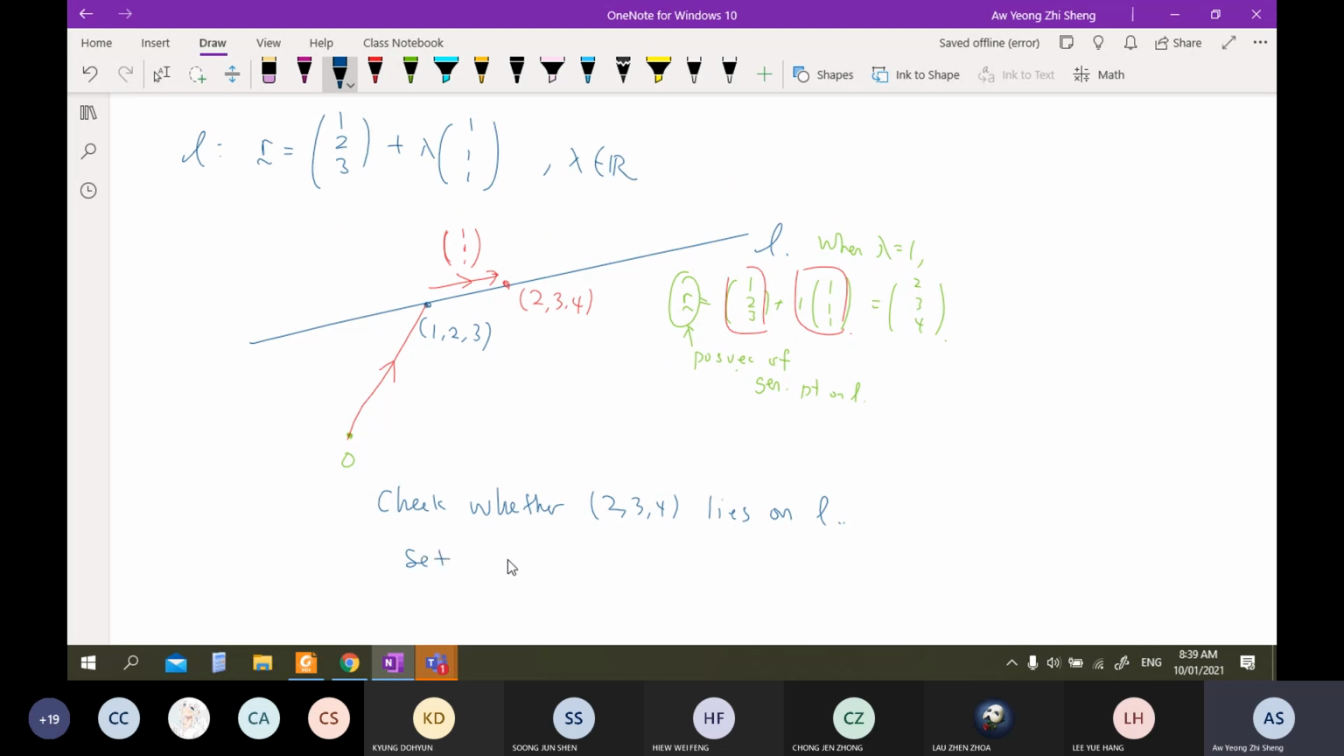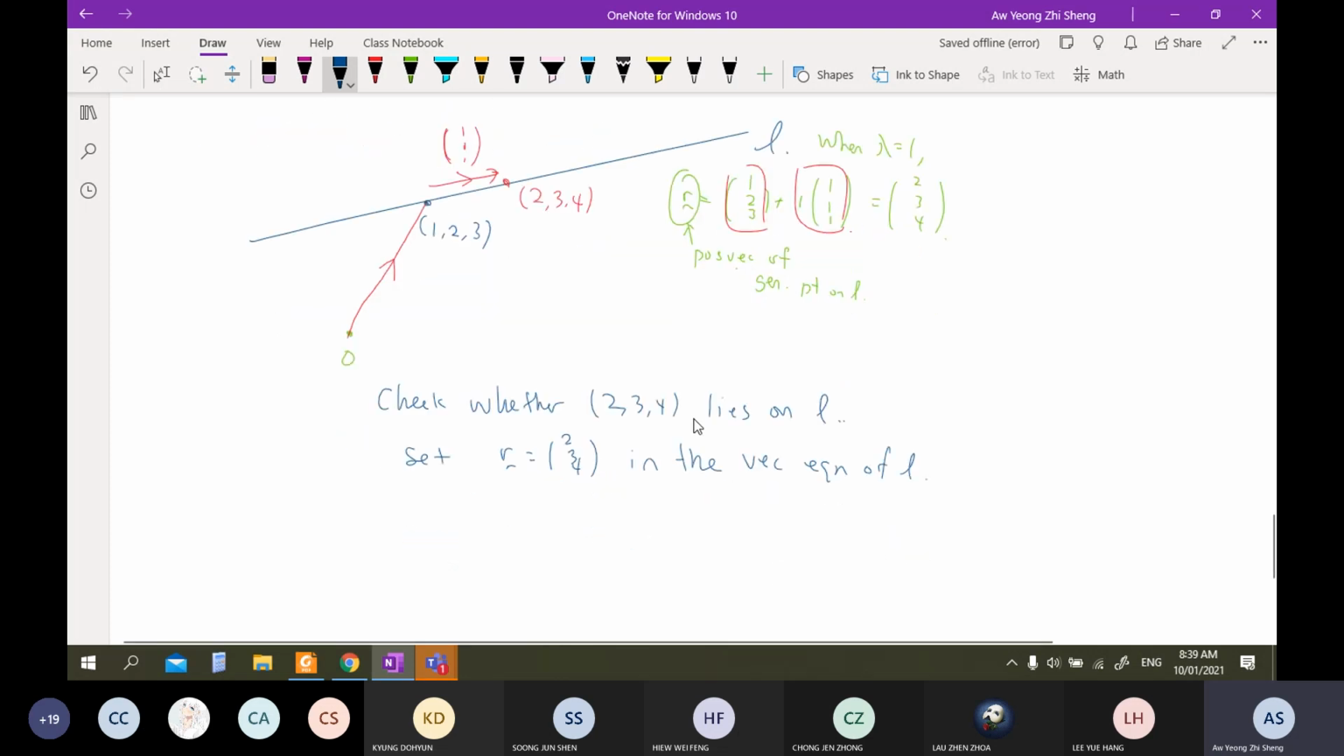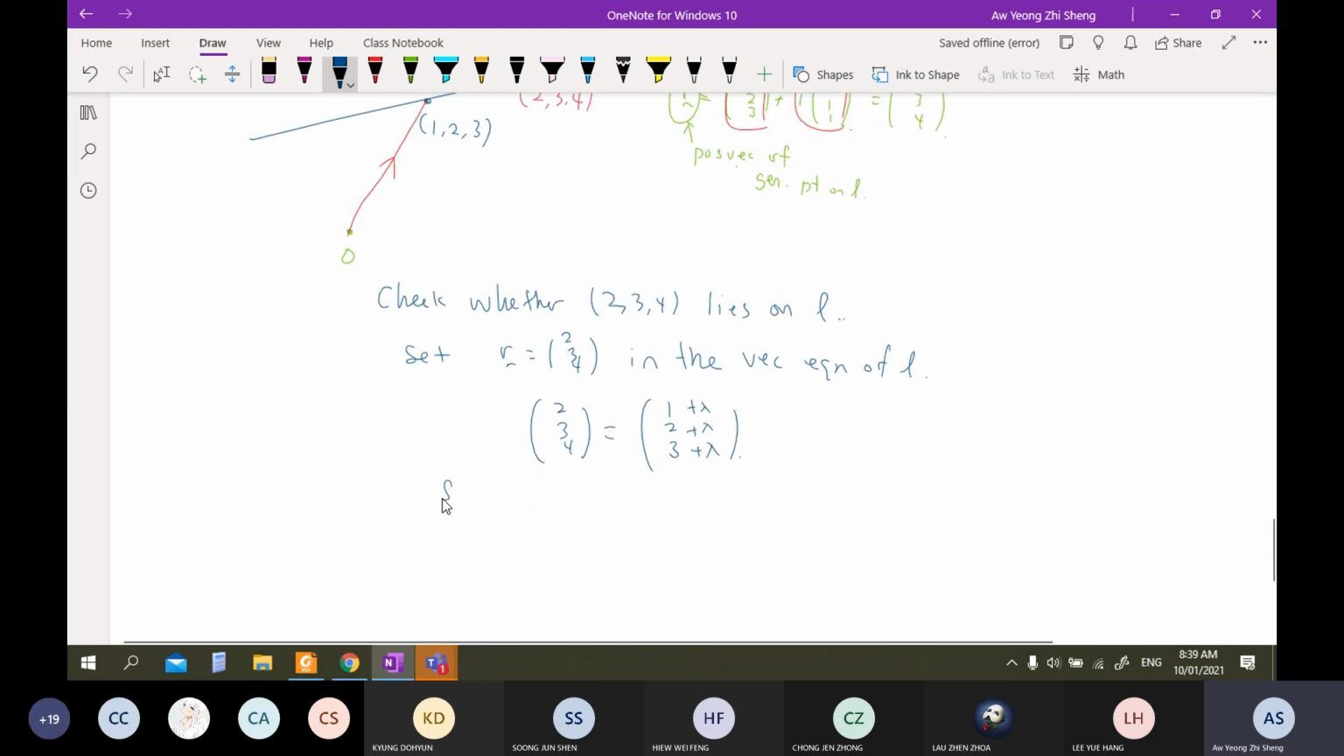So what we'll do is we'll set R equals 2, 3, 4 in the vector equation of L. And then you will get 2, 3, 4 equals 1, 2, 3 plus lambda, lambda, lambda. And then you will solve for lambda. You get 2 equals 1 plus lambda, 3 equals 2 plus lambda, 4 equals 3 plus lambda, which will lead you, of course, to all lambda equals 1. Then you say the value of lambda is consistent. So 2, 3, 4 lies on L.